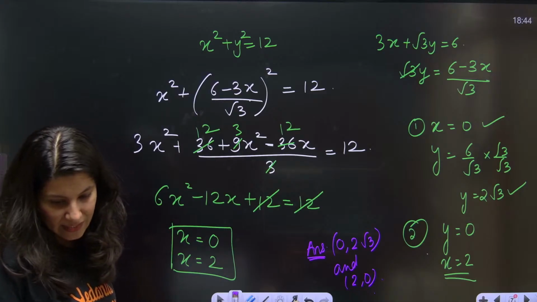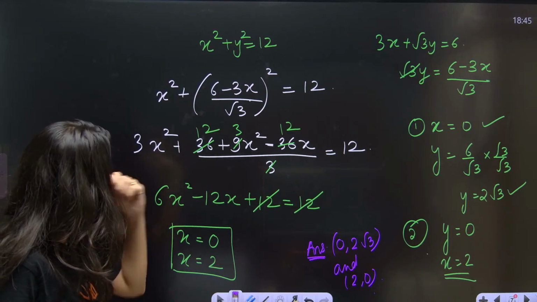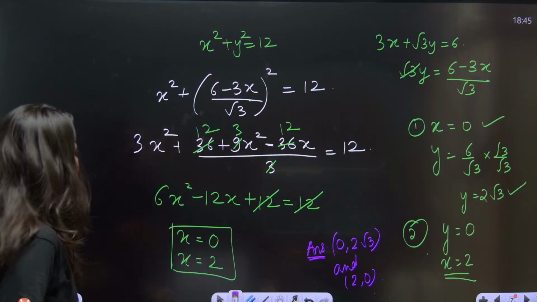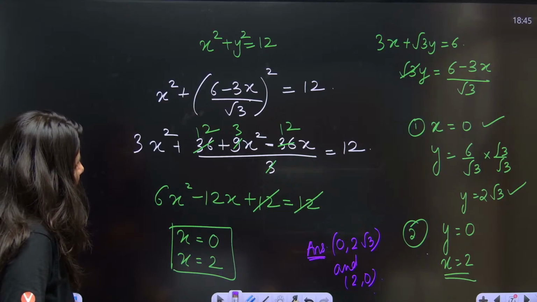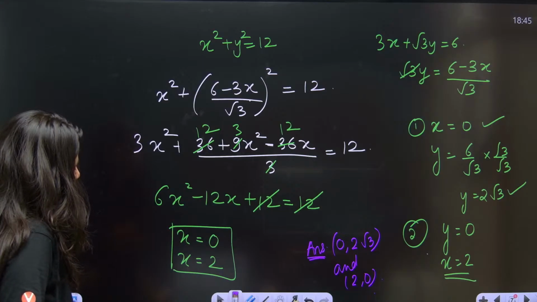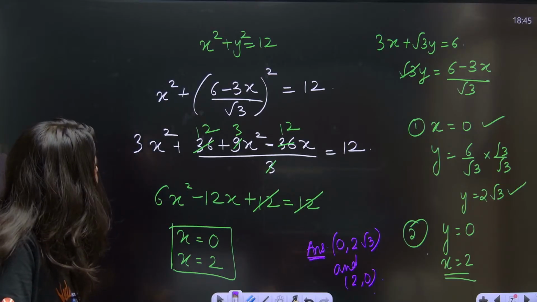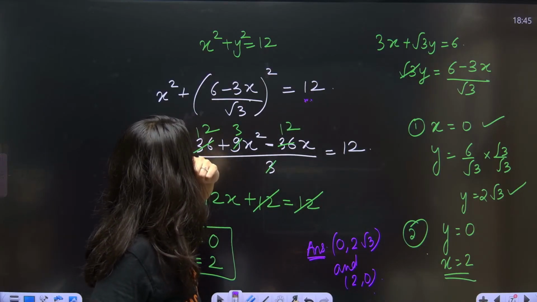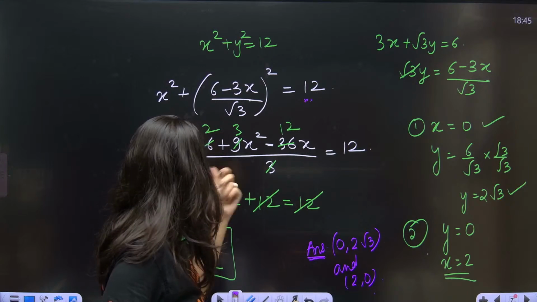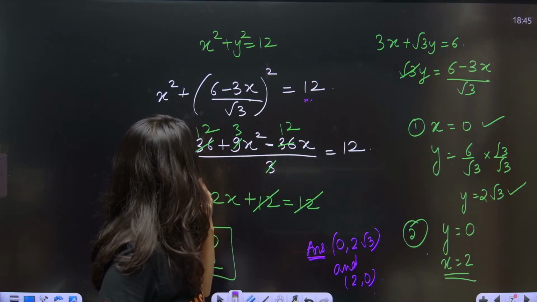You made a mistake in 3x square. I did some mistake in 3x square? How come? 9x square, 6 3s are 18, 18 into 2, 36. 6x square minus 12 is equal to 0. Ma'am, is the right side 12 or 36? This is 12 only, no? This will definitely be 12. What are you saying? If I have taken the LCM, I am cancelling out the 3 from the right side.